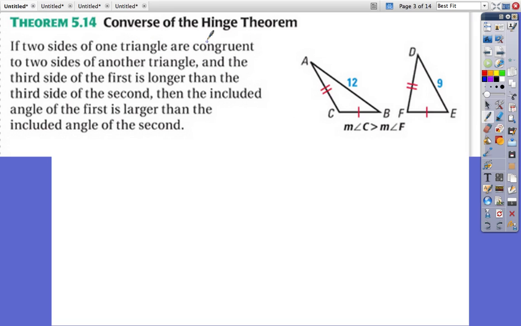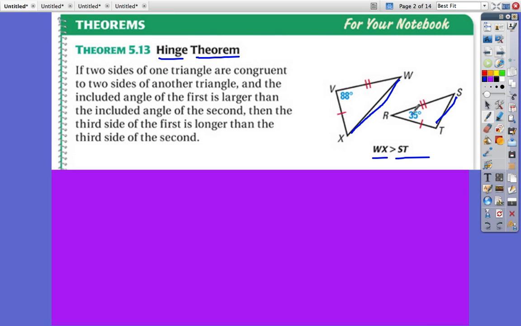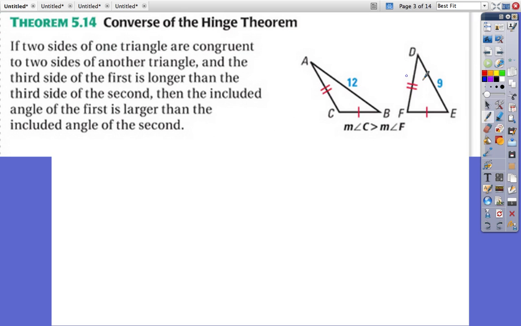The converse of the theorem would be to make the reverse. Instead of starting with the angles, you would start with the sides and then go to the angles. What I mean by that is as follows. If two sides of one triangle are congruent to two sides of another triangle, and the third side of the first is longer than the third side of the second, then the included angle of the first is larger than the included angle of the second.